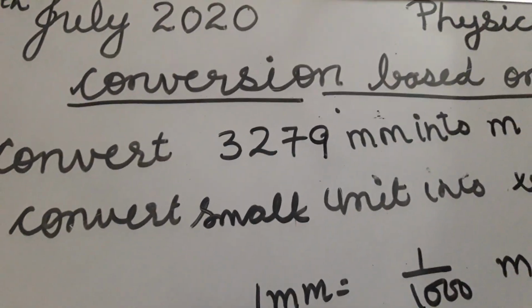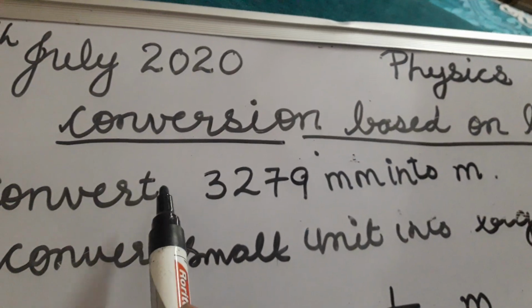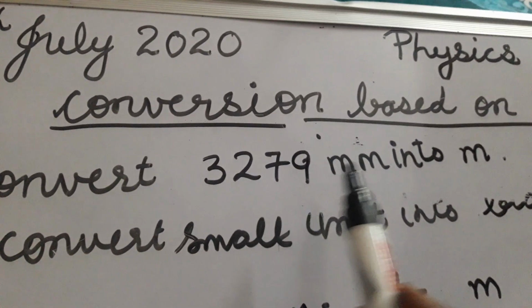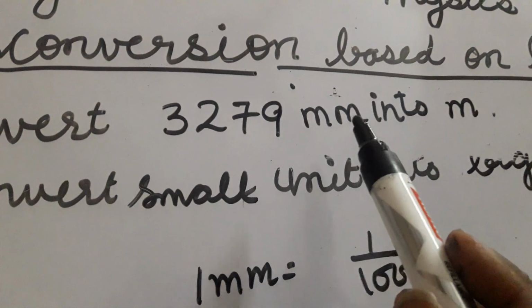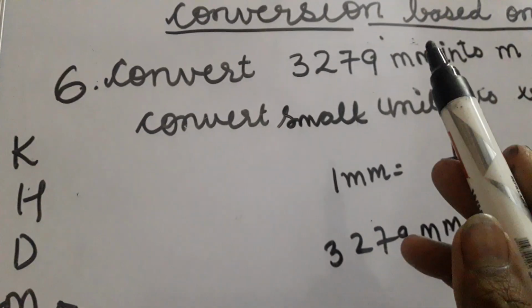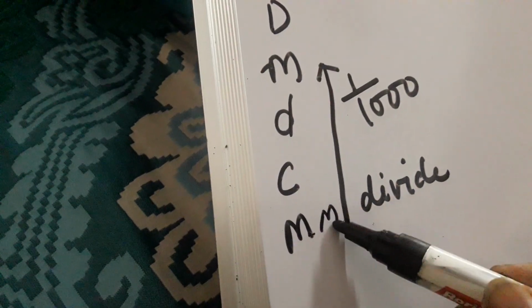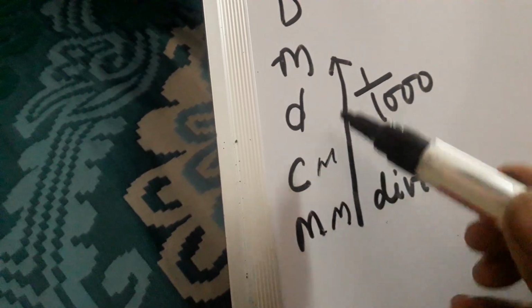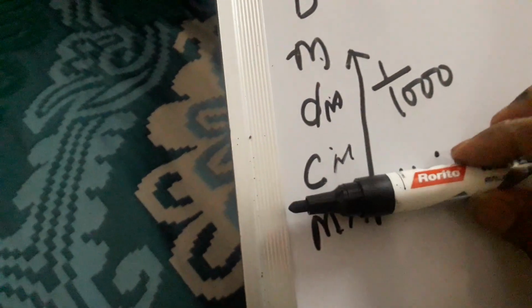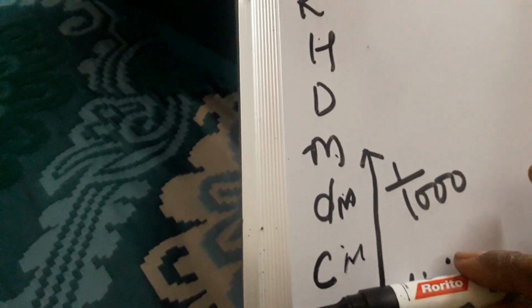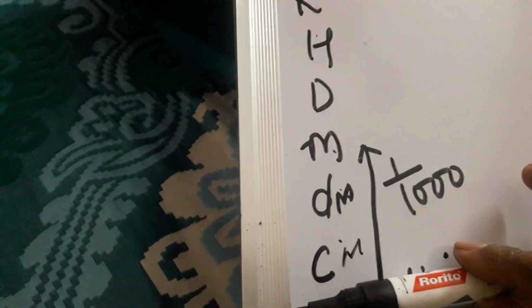See, now I am telling you one more conversion. Just see, convert 3279 millimeter into meter. Again, we have to see the comparison between millimeter and meter. Millimeter is written first, so we have to move here. Millimeter, it is here. We will go up. 1, 2, 3. This we have to hide. We have to move 3 steps ahead. 3 steps means 3 zeros, 1000.